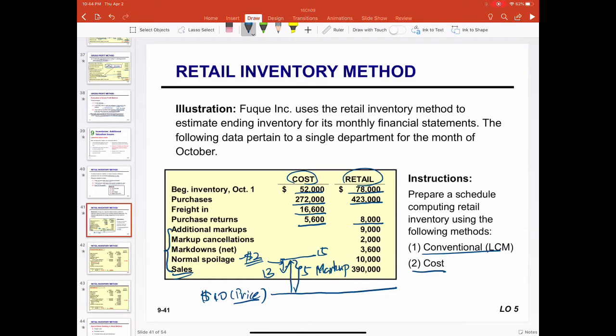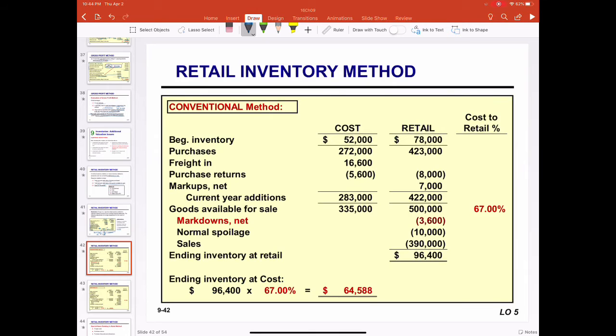If the seller decreases its price to $7, the $3 difference is markdown. If the seller increases the price after markdown from $7 to $9, from 7 to 9 there is a $2 increase. The $2 we do not call markup, we just call it markdown cancellation. So this is the explanation of these terms. Okay, let's first see the conventional method.